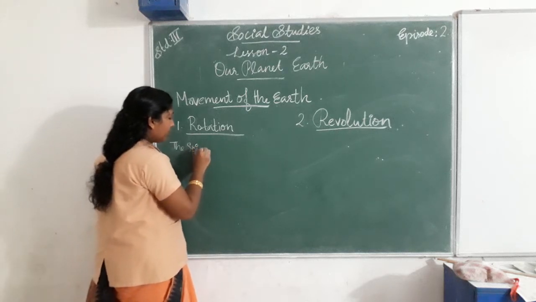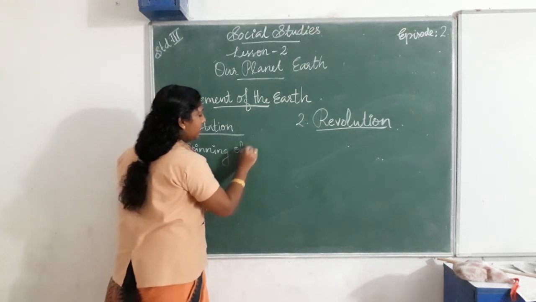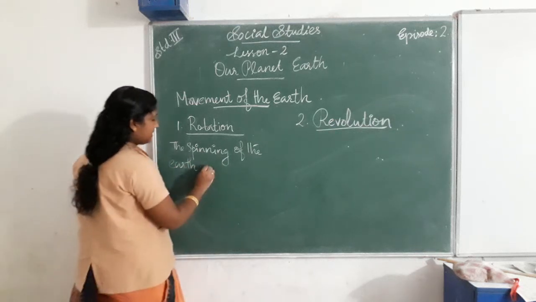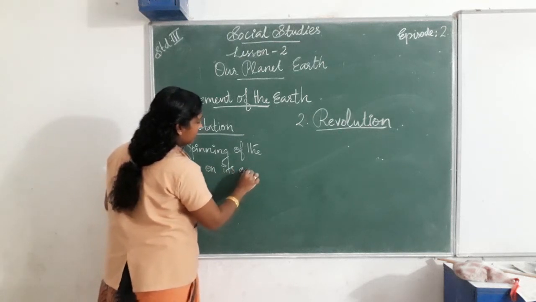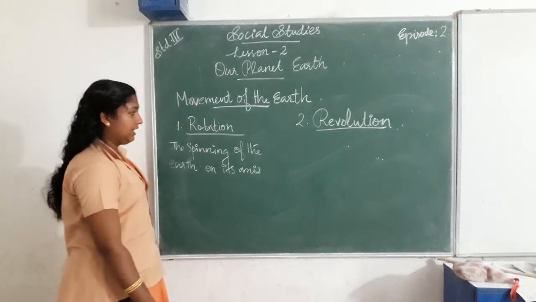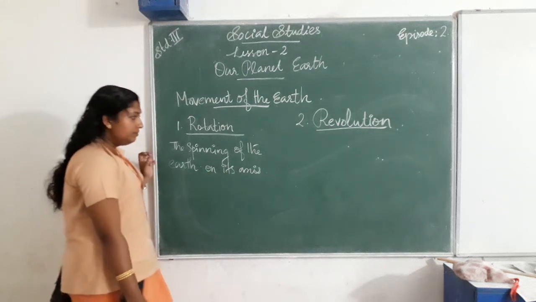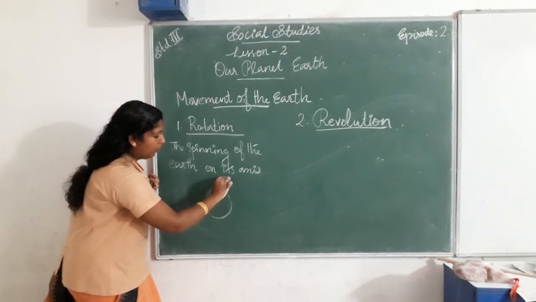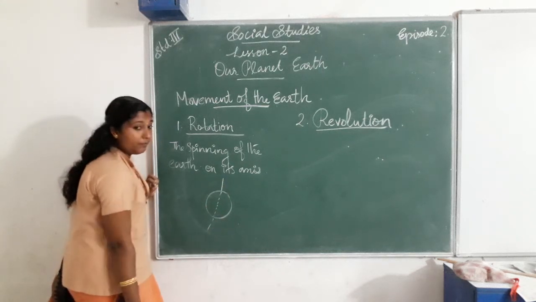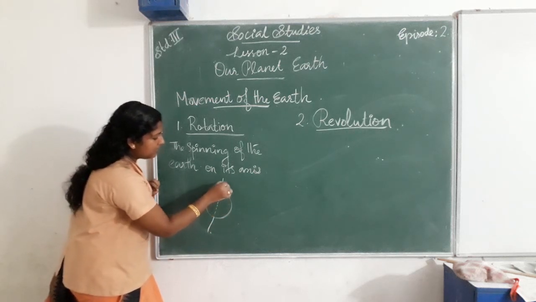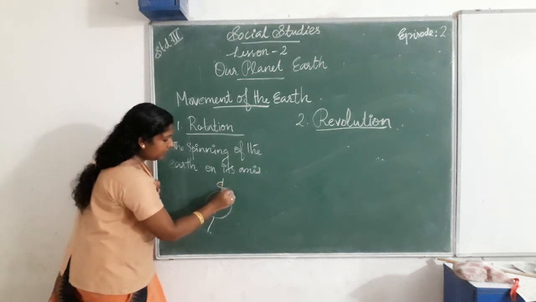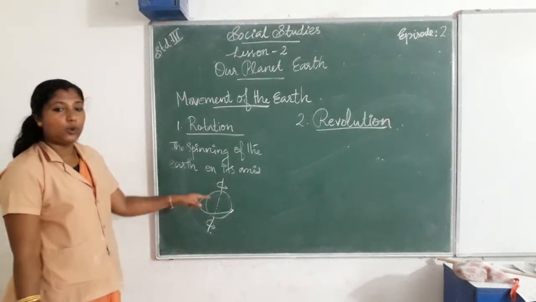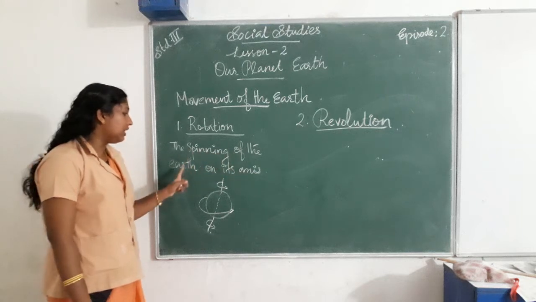The spinning of the earth on its axis is called rotation. So listen. Here is the shape of the earth. We know that there are two poles and an imaginary axis. This is the Earth's axis. This is the North Pole and this is the South Pole. Then the earth rotates on its own axis. The earth rotating on its own axis is called rotation, the spinning of the earth on its axis.